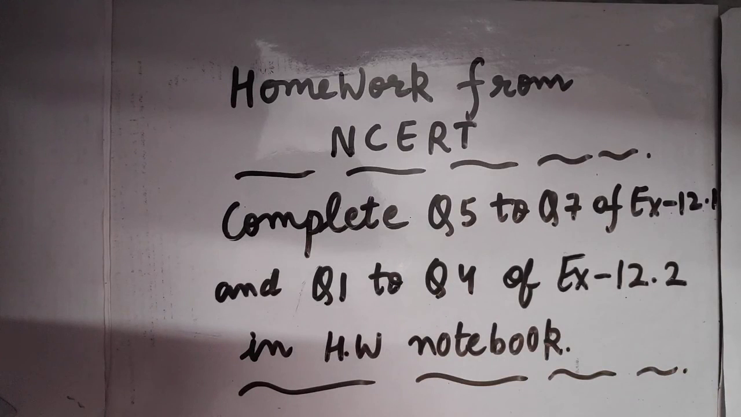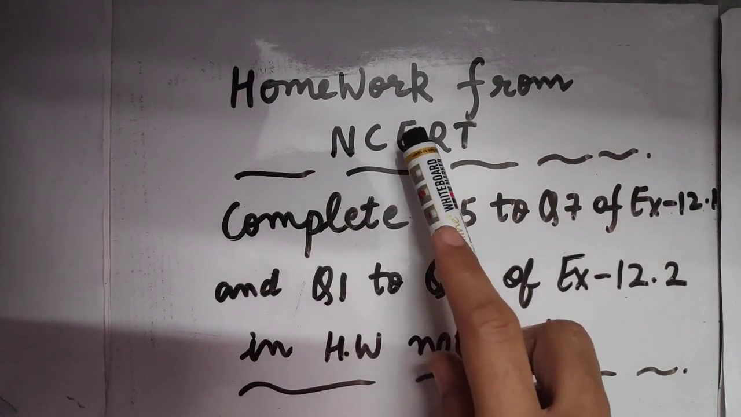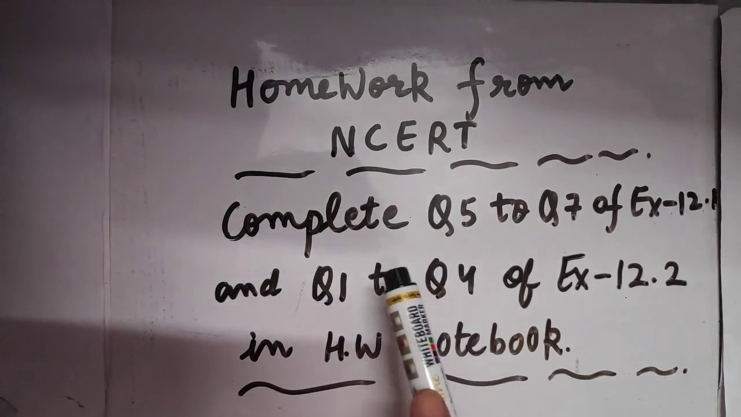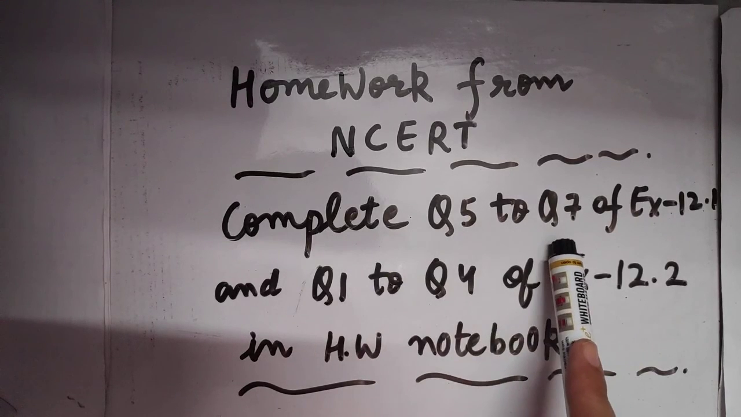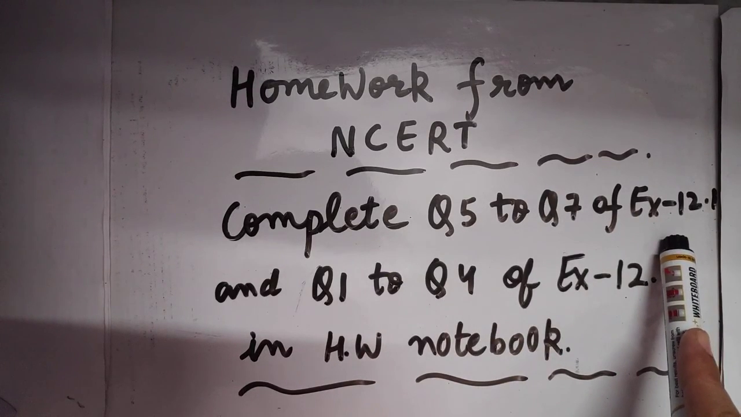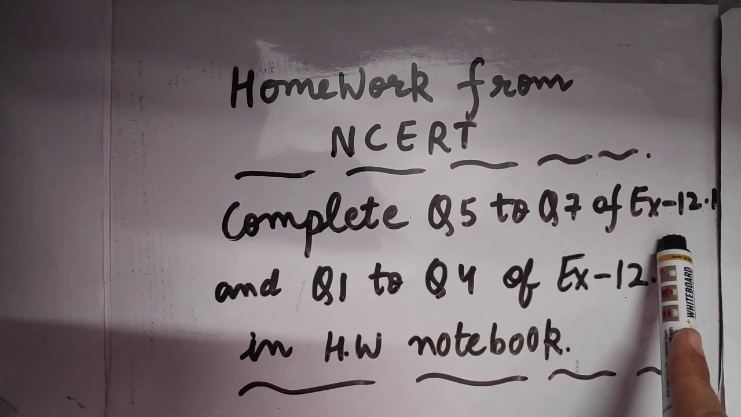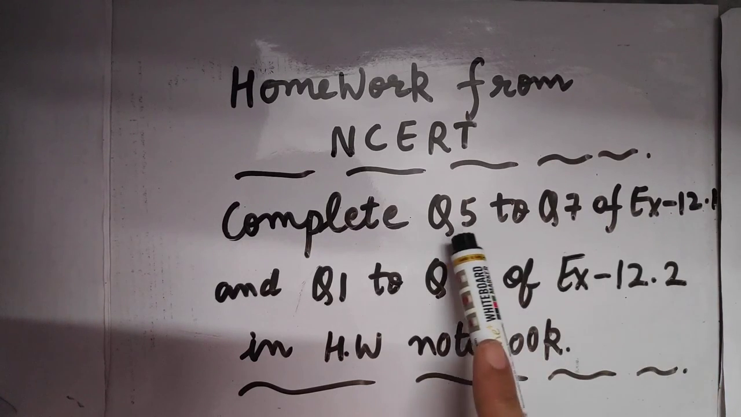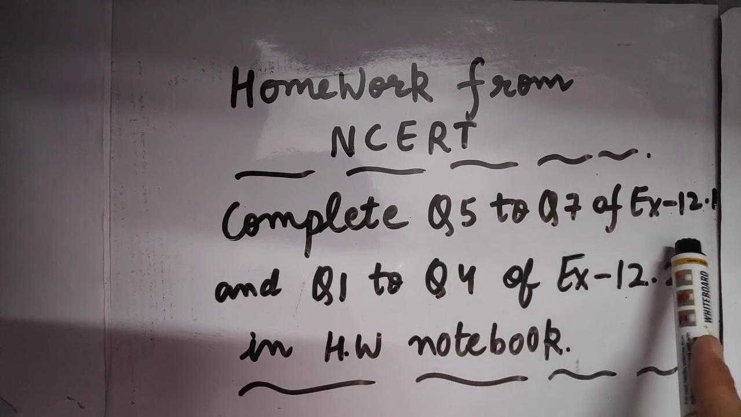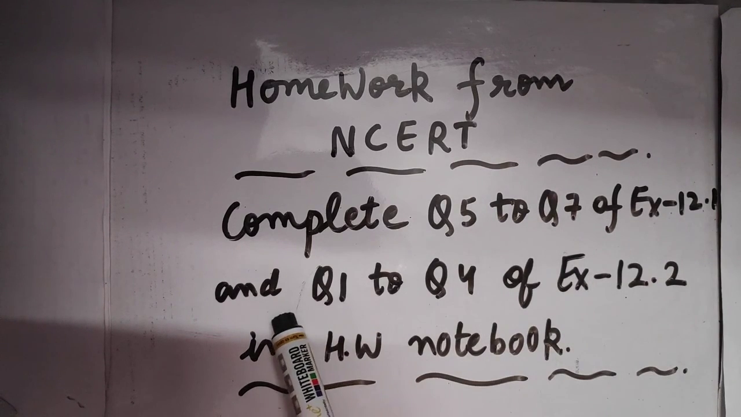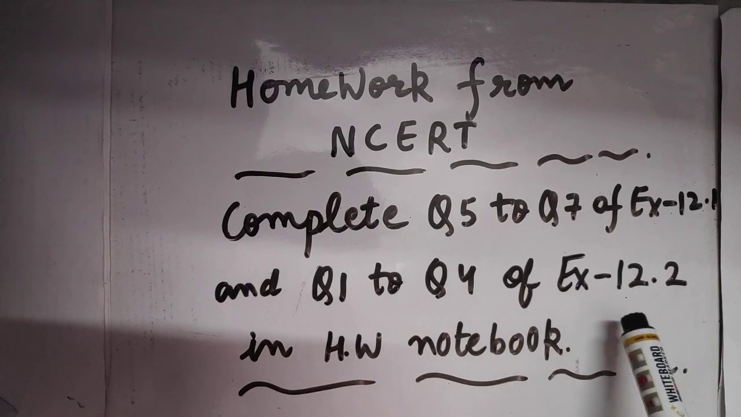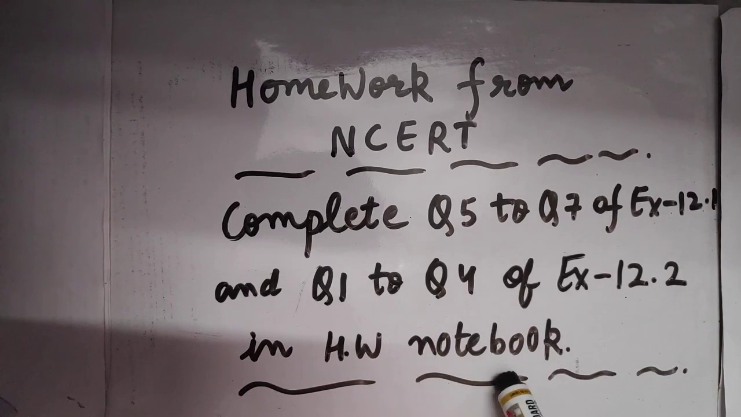So dear children, in this lecture number 2, we have learnt how to convert very small and very large numbers into standard form and usual form. So it's time for the homework now. Homework from the NCERT book: you are supposed to complete question number 5 to question number 7 of exercise 12.1, because in the previous lecture we discussed till question number 4. And question number 1 to question number 4 of exercise 12.2 in your homework notebooks.